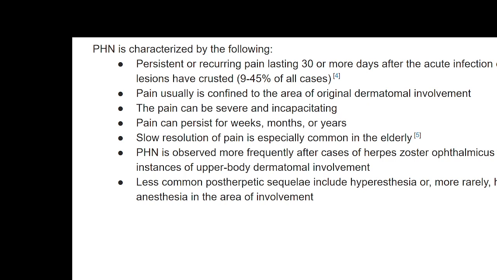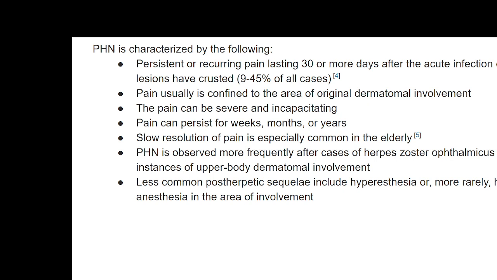Postherpetic neuralgia is observed more frequently after cases of herpes zoster ophthalmicus. Ophthalmicus is when the eyes are involved, and in instances of upper body dermatomal involvement, like head and neck, the pain will be more severe. Less common postherpetic sequelae include hyperesthesia, or more rarely hypoesthesia or anesthesia in the area involved.